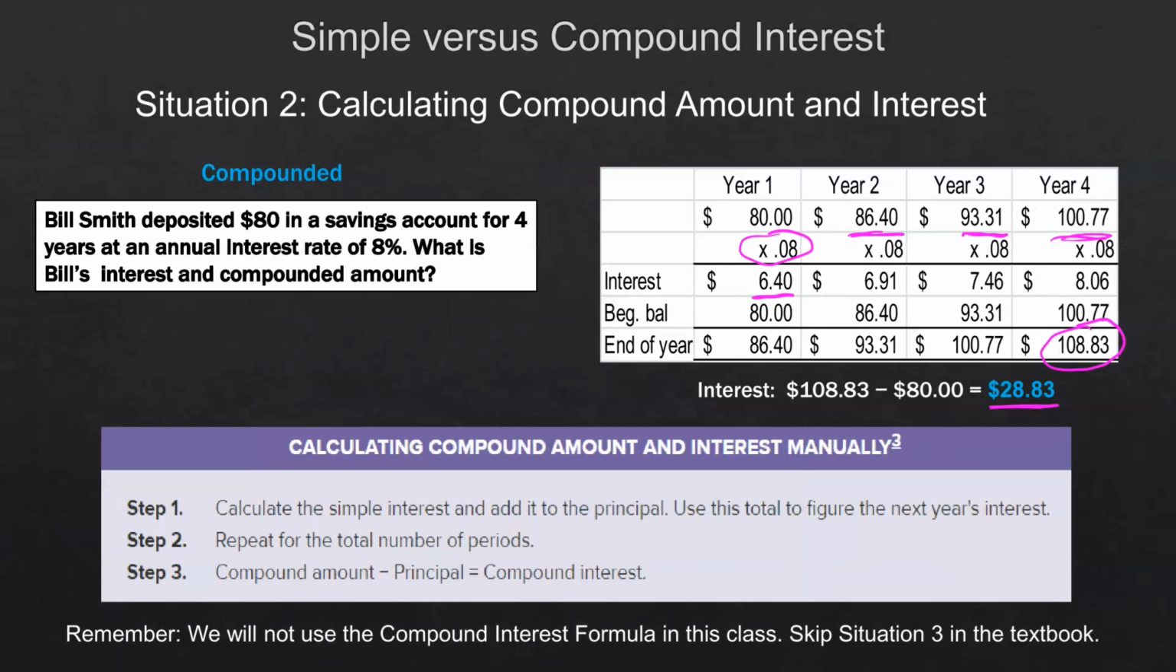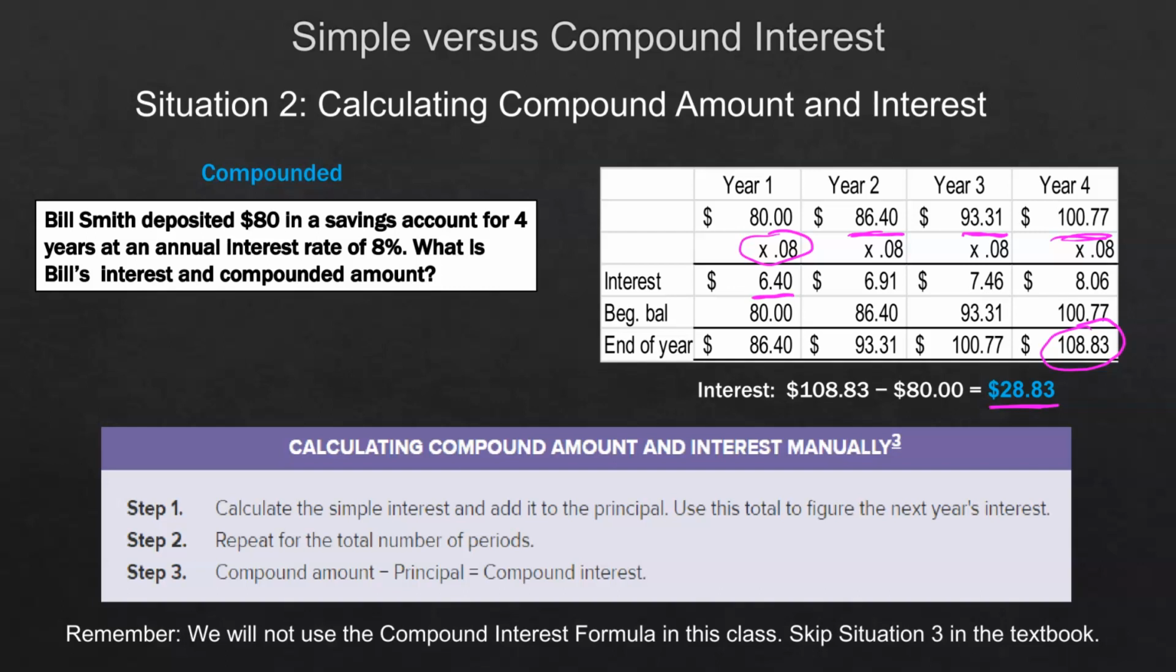Now, this is a real small amount, so it's not making a big difference, but you can imagine the higher the amount that you have, the more difference it would make to use the compounding way. This purple box tells us how we do this. We calculate the simple interest, add it to the principal, and then we use the new amount to figure the next year's interest. And we do that for however many periods we need for that problem.